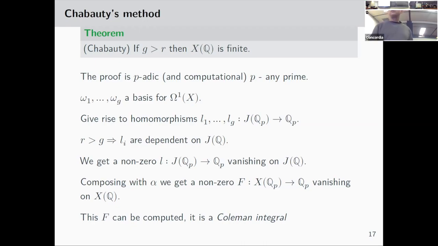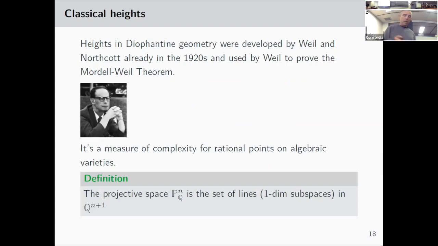It's a very complicated proof, and it can be made effective because I can actually compute all of these Coleman integrals. Jennifer Balakrishnan is the prime person implementing algorithms for computing Coleman integrals. Okay, so now I want to switch to discussing heights.